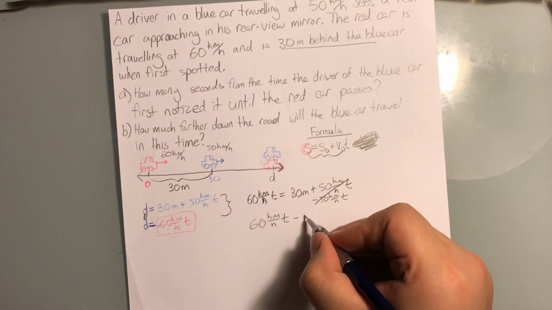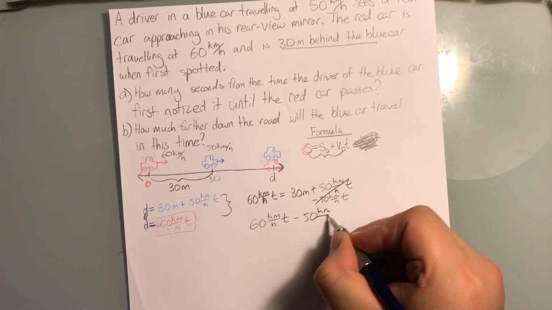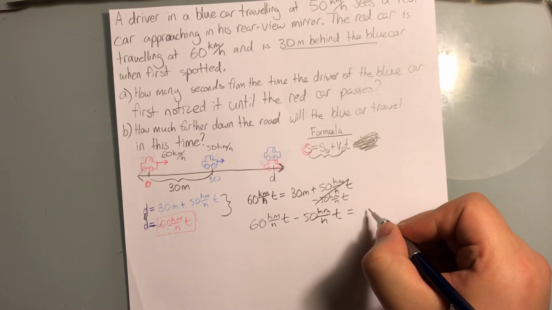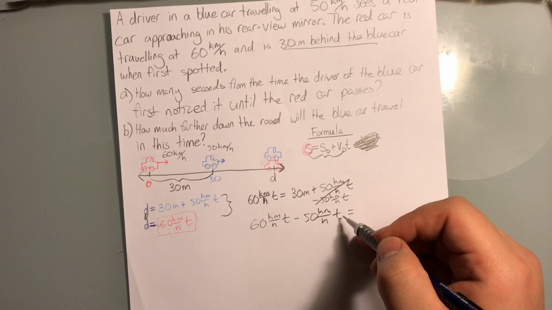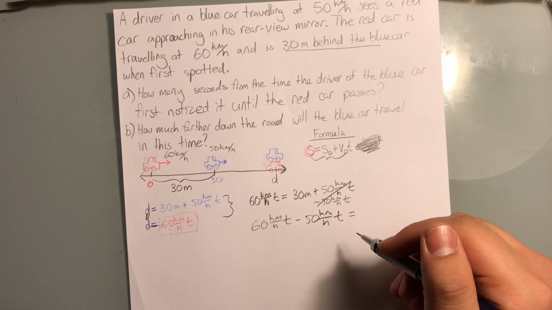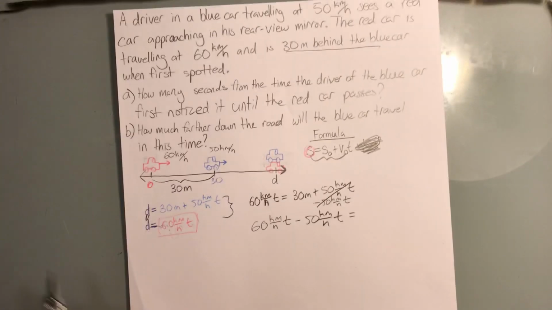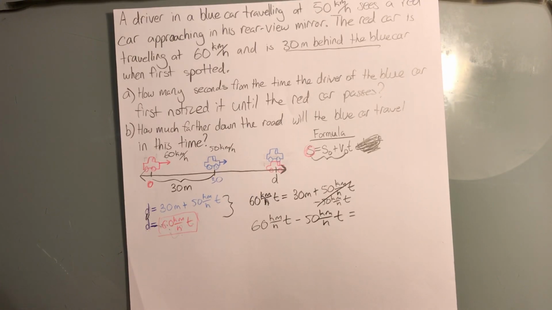So it ends up on this side. 50 kilometers per hour t is equal to 30 meters. But we actually have to convert these units, right? So I could say that 30 meters times what? 1,000?